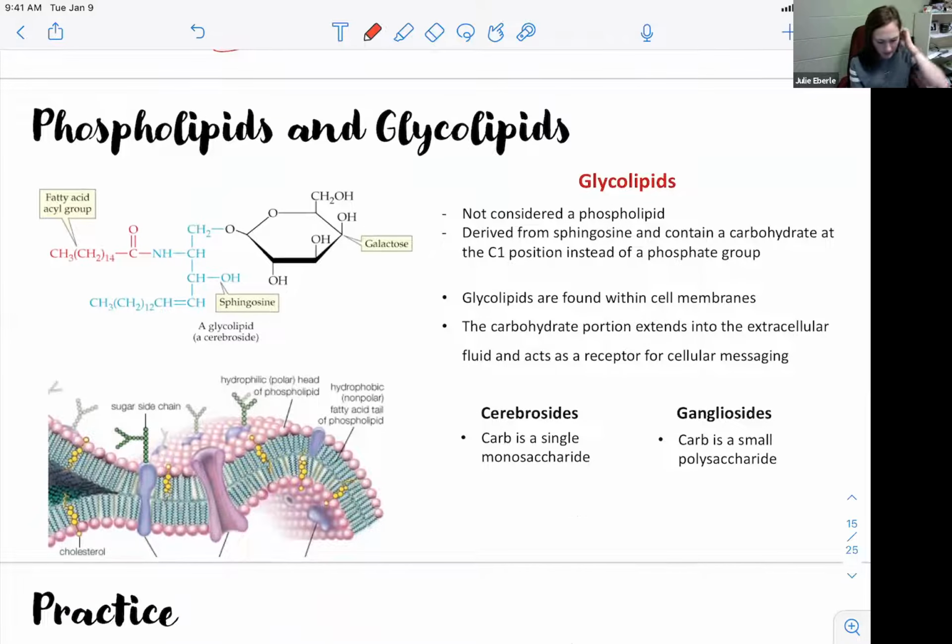Real quick, I'm going to point this out. So glycolipids, we said the major importance with those. I don't need you to know the structure, but we said these are intracellular messengers, and they stick out on the surface of the cell membrane, okay? And there's two different kinds. You've got cerebrosides and gangliosides, okay?